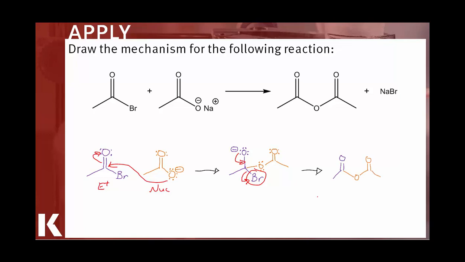Overall, if you're faced with reactions involving carboxylic acids and their derivatives, they're commonly going to come down to that nucleophilic acyl substitution. And a good place to start with that is to look for nucleophiles, electrophiles, and then consider if there's a leaving group.